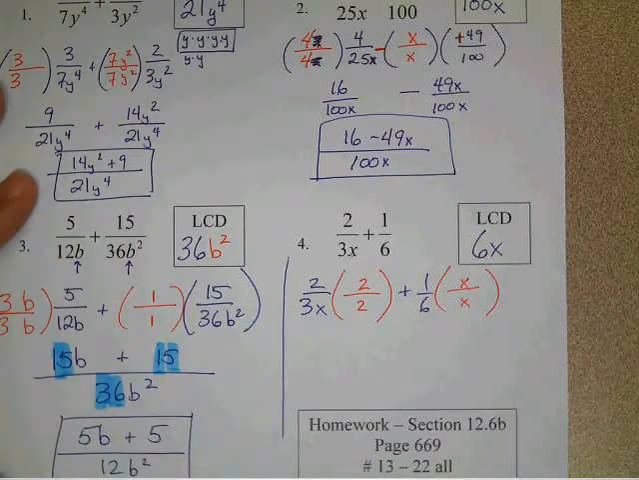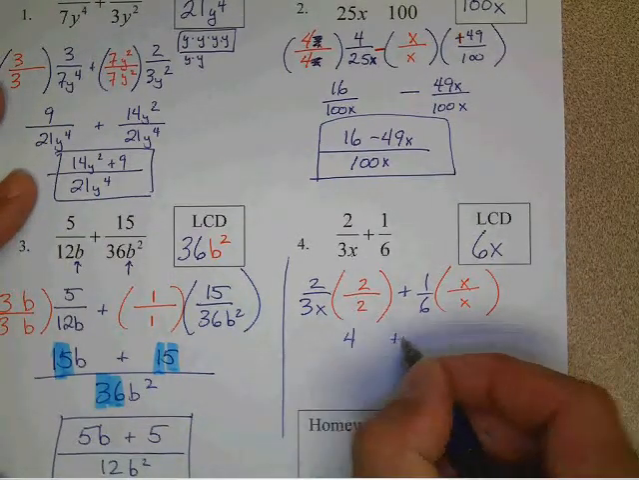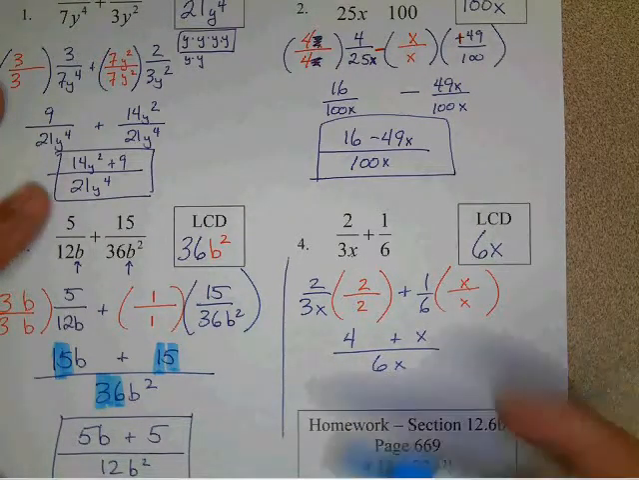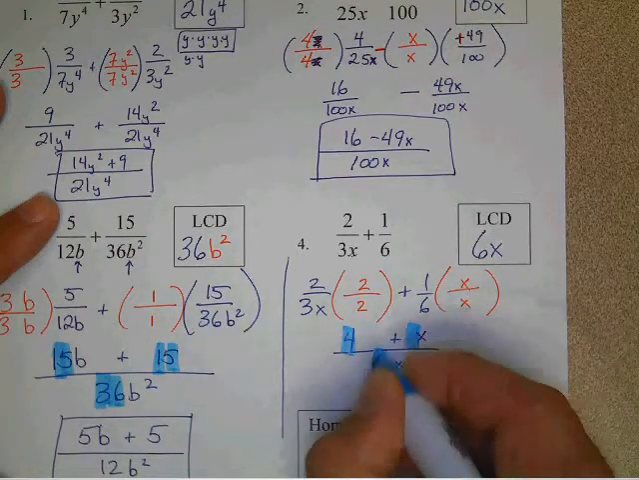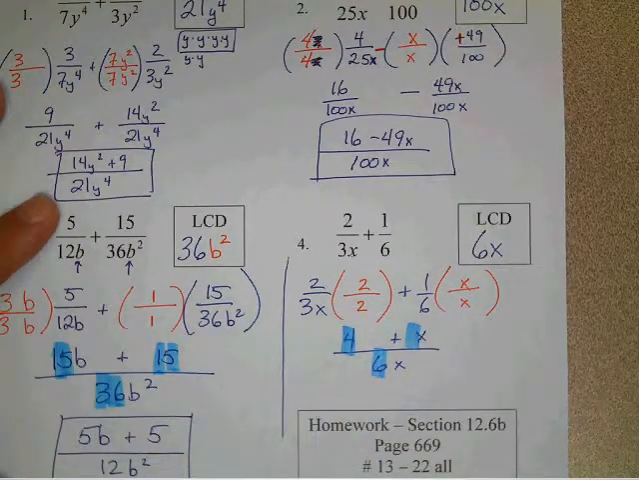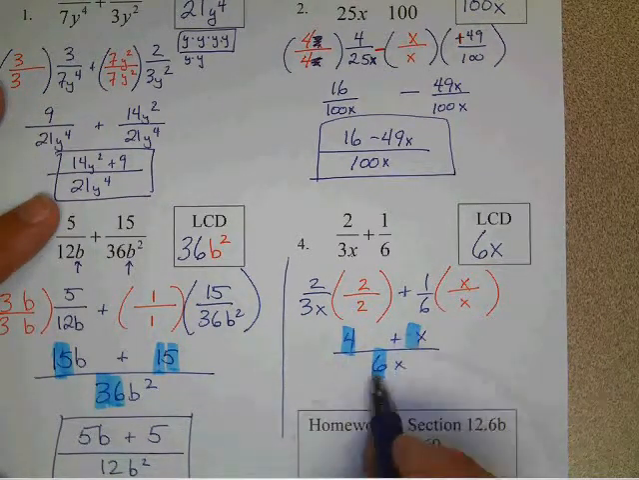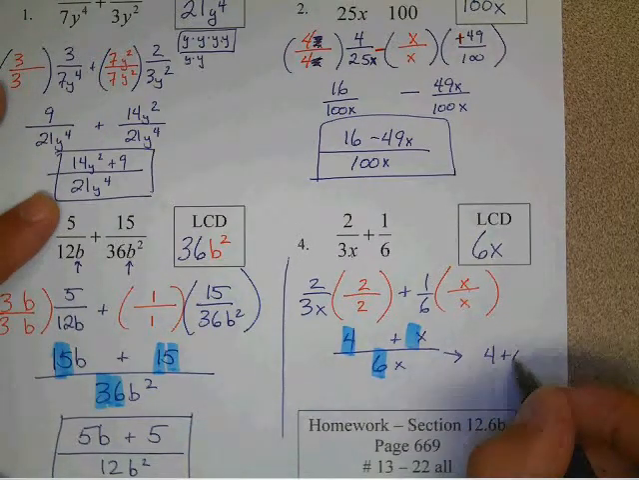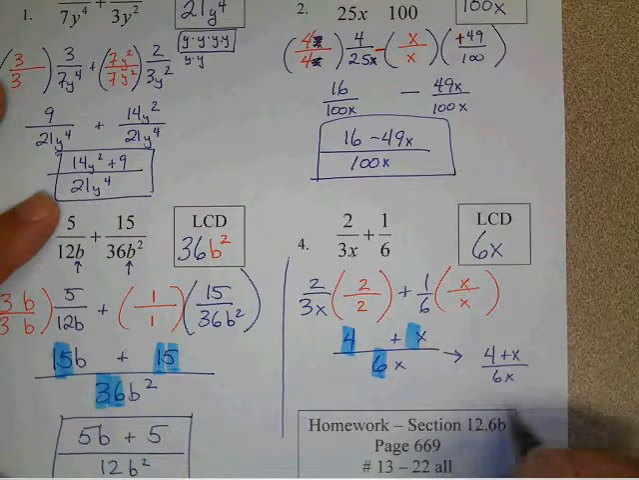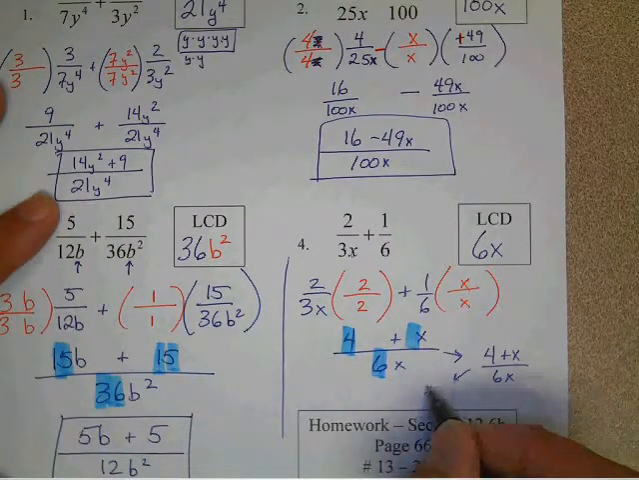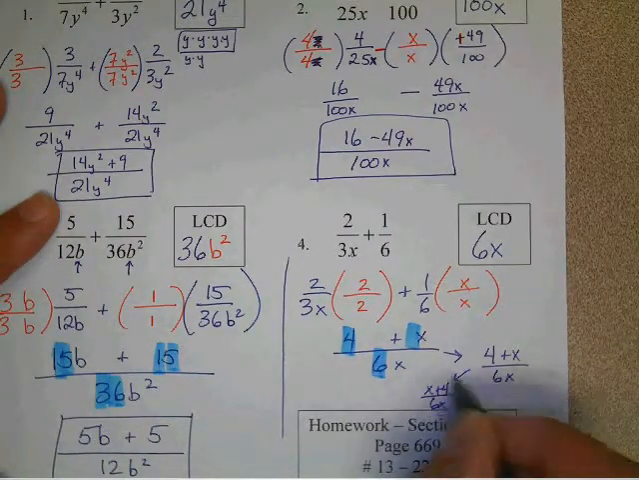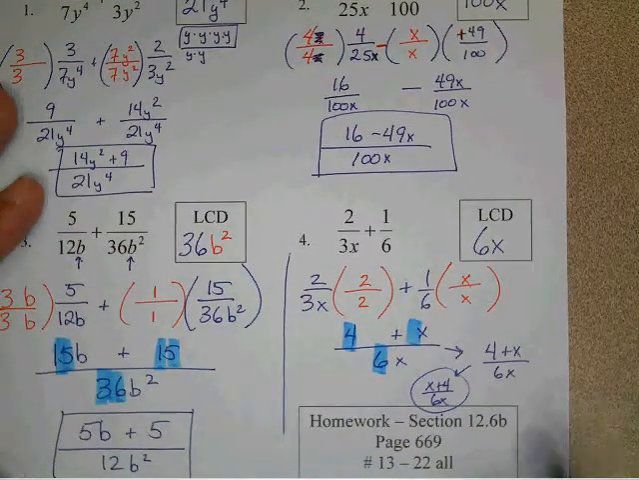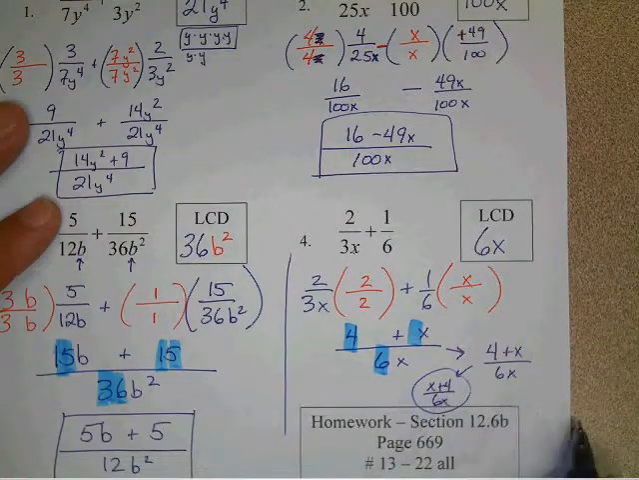So let's do our multiplication here. 4 plus x all over 6x. Once again, let's focus on our numbers in front. 4, 1, and 6x. Does anything go into all 3? Not in this case. So 4 plus x over 6x is an answer, or x plus 4 over 6x is probably the preferred answer because that is in standard form in the numerator.